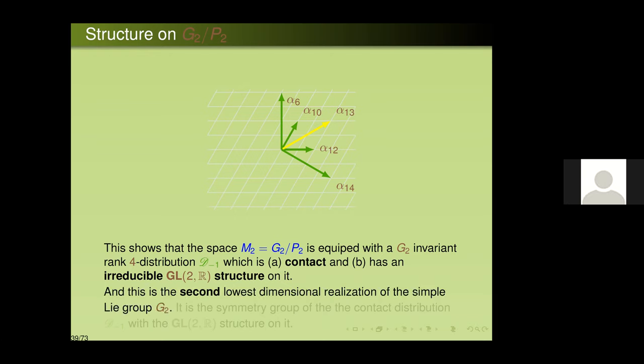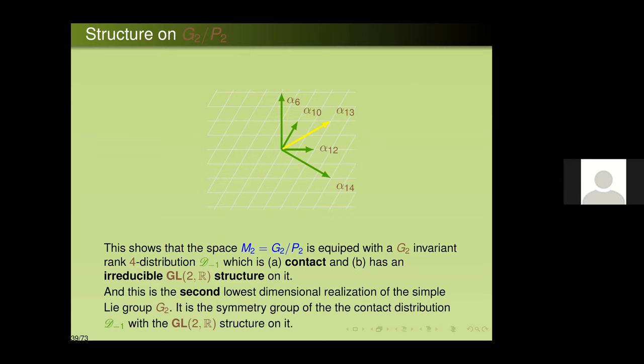And this is the second lowest dimensional realization of the simple Lie group G2. It is the symmetry group of the contact distribution D minus 1 with GL2R structure on it. So as you see, the understanding of group G2 and making its geometric realization is much more complicated than making geometric realization of these classically simple Lie groups. But here I gave you two different realizations of group G2 as transformation group in dimension 5.